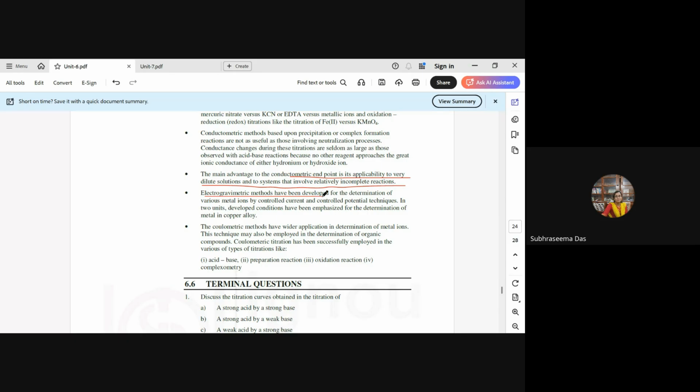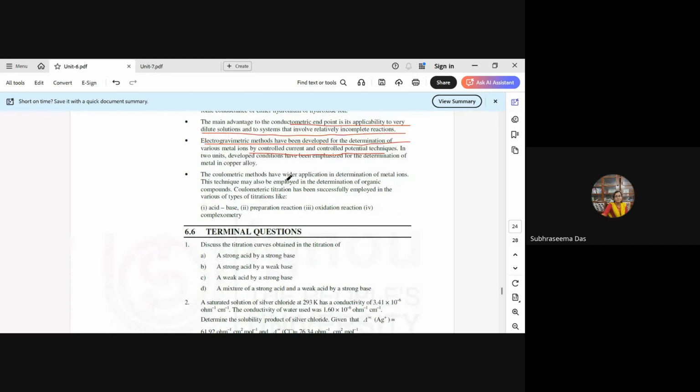Electrogravimetric methods have been developed for the determination of various metal ions by controlled current and controlled potential techniques. The coulometric methods have wider application in determination of metal ions. This technique may also be employed in the determination of organic compounds. Coulometric titrations have been successfully employed in types of titrations like acid base, precipitation, oxidation, and complexometry.